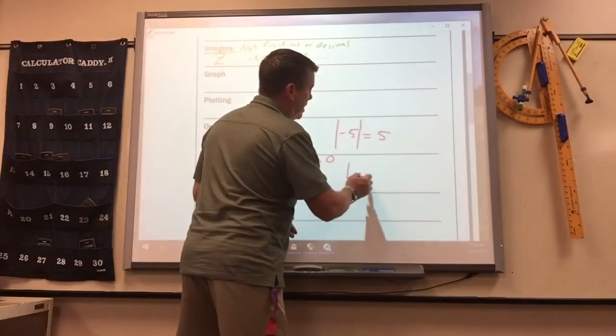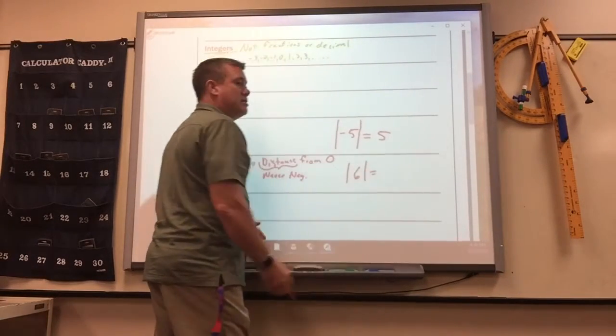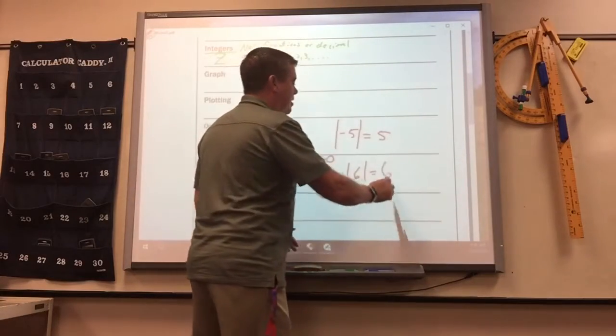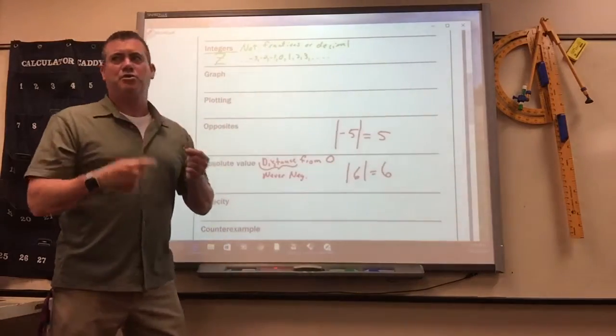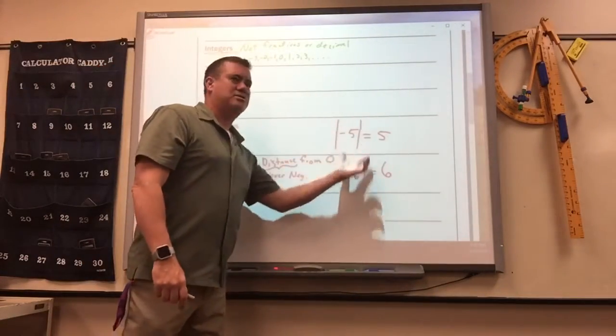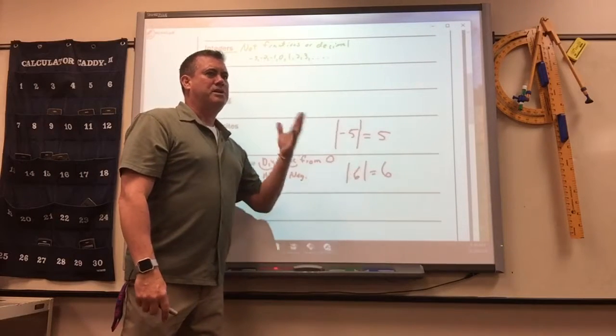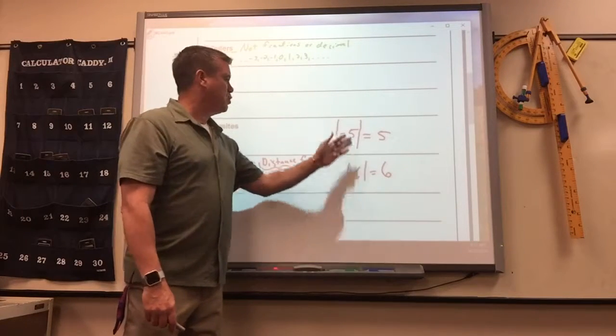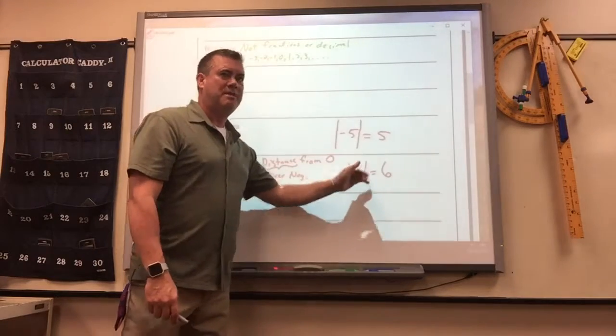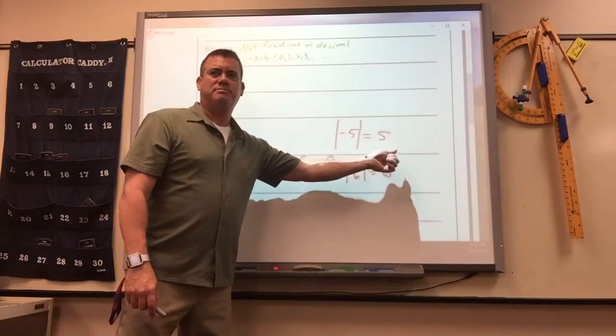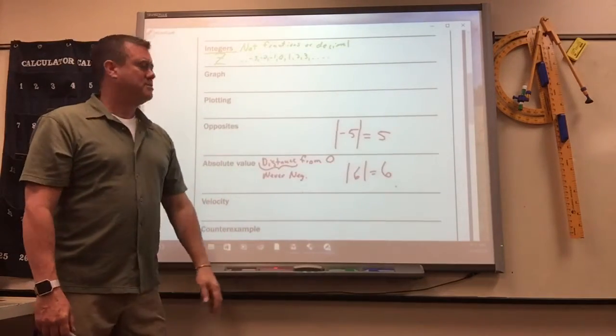The absolute value of 6 is 6. Remember, sometimes people get this confused. They think this means to change the signs. It doesn't. It just means how far is it from 0, which means whatever's inside is going to stay positive or turn positive because it just represents a distance.